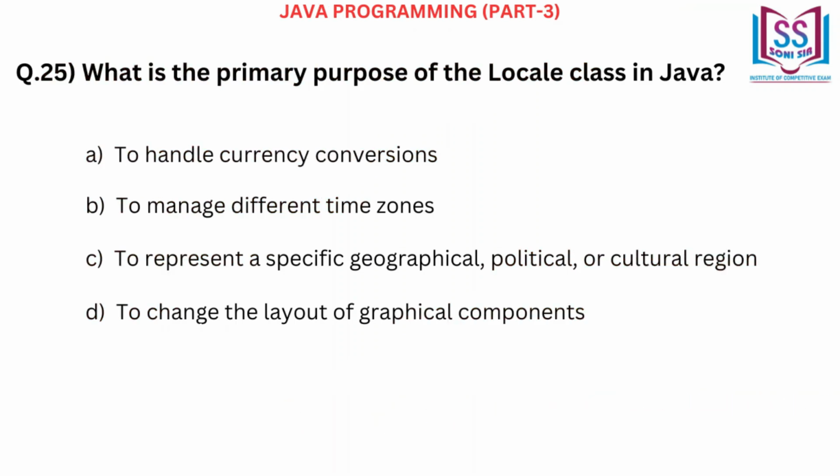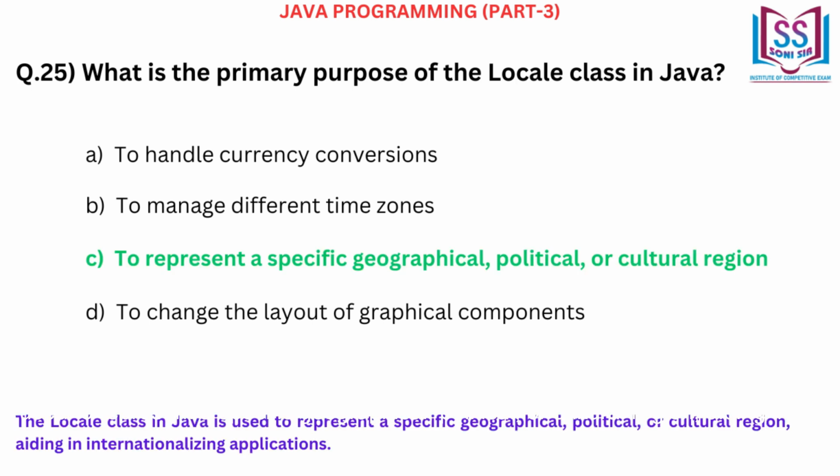What is the primary purpose of the Locale class in Java? A. To handle currency conversions. B. To manage different time zones. C. To represent a specific geographical, political, or cultural region. D. To change the layout of graphical components. Correct answer C. To represent a specific geographical, political, or cultural region. The Locale class in Java is used to represent a specific geographical, political, or cultural region, aiding in internationalizing applications.